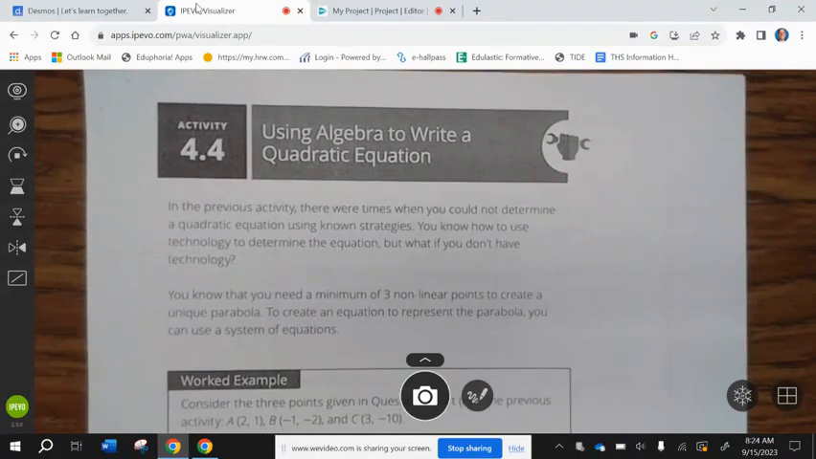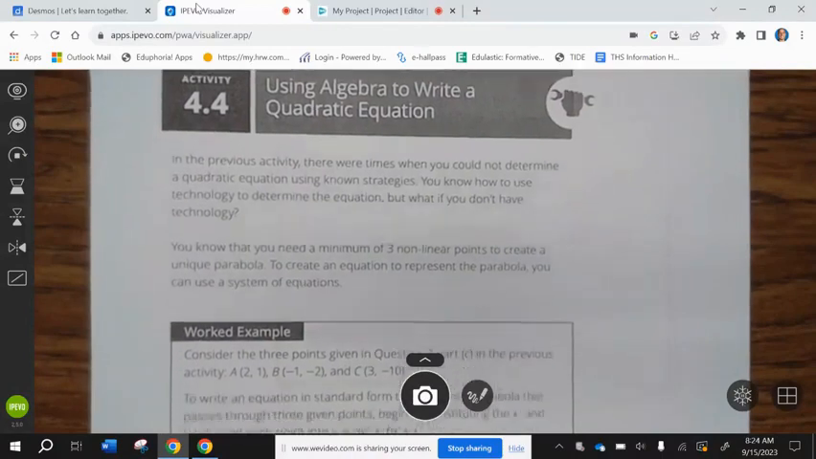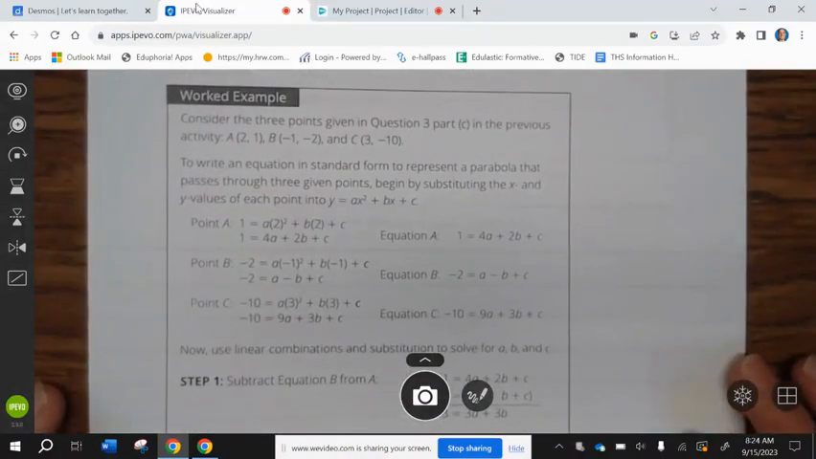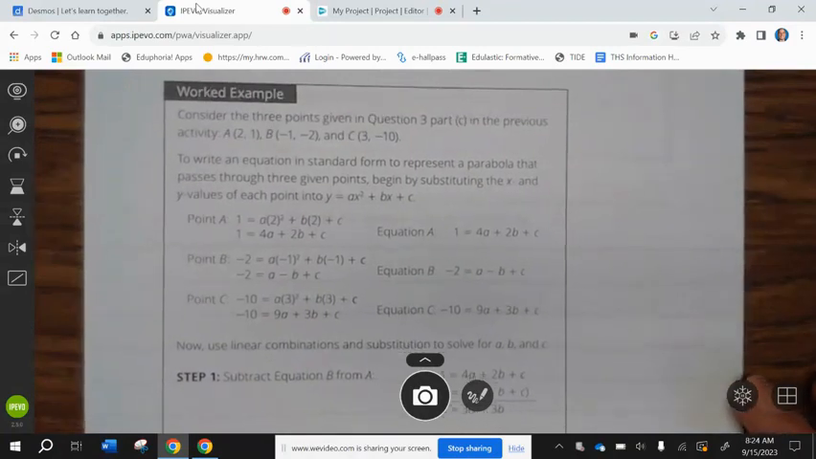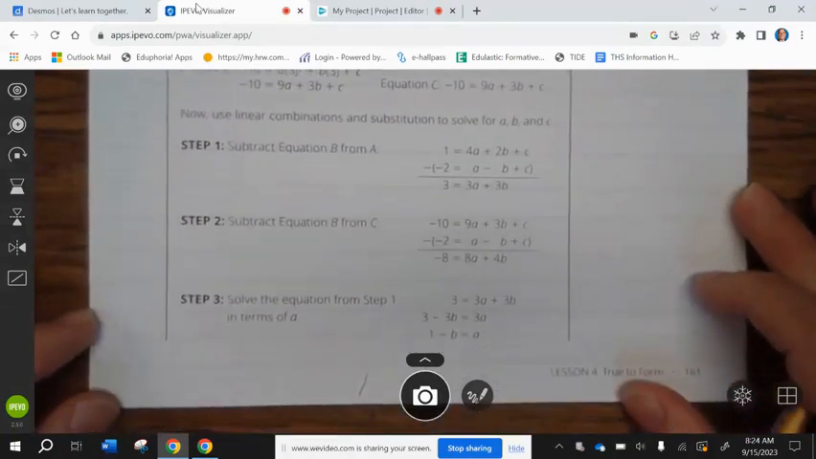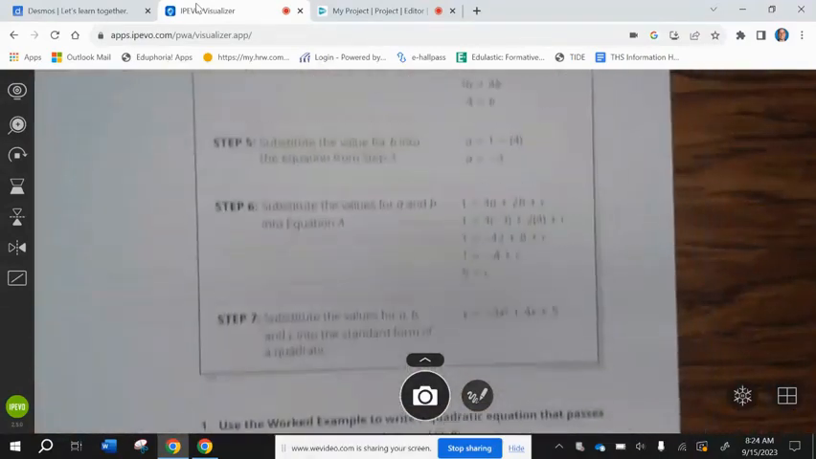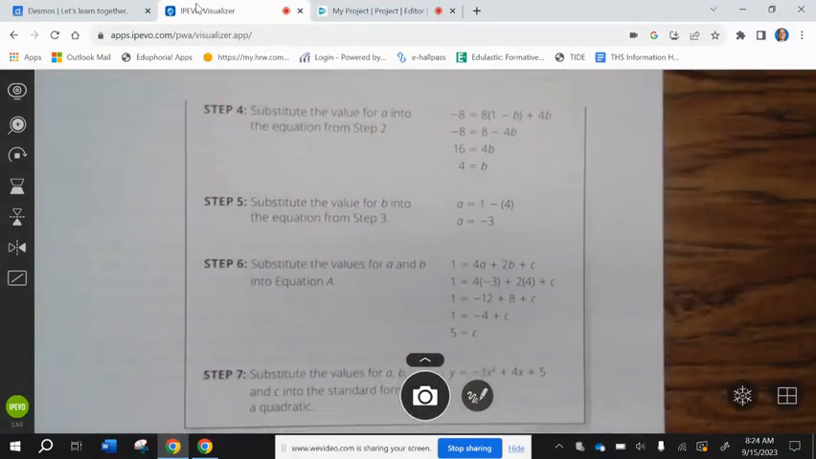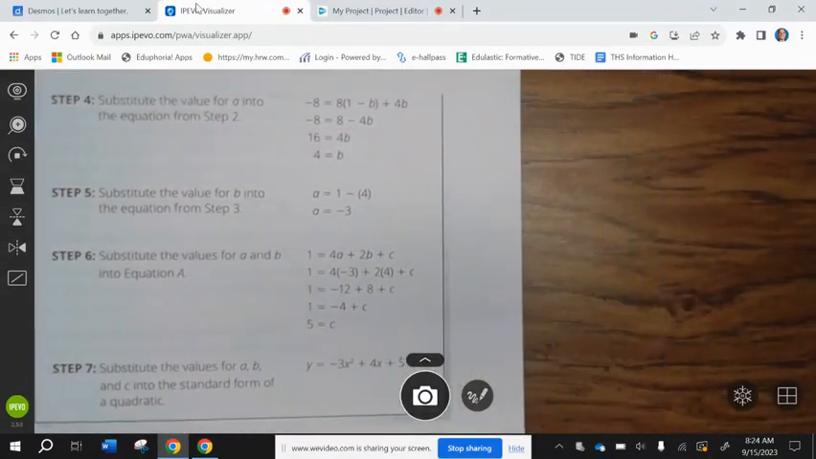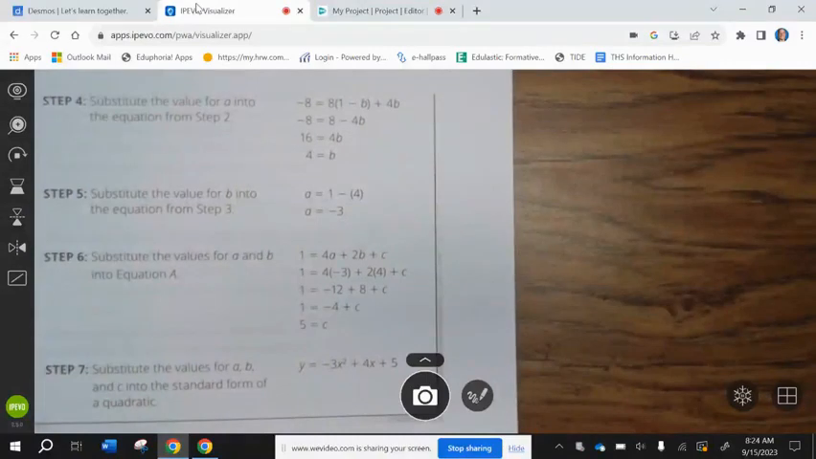All right, you know that you need a minimum of 3 nonlinear points to create a unique parabola. To create an equation to represent the parabola, you can use a system of equations. Now, I'm going to let you read the worked example. You're welcome to use this method if you'd like. Again, you're welcome to read through that and use it if you'd like.